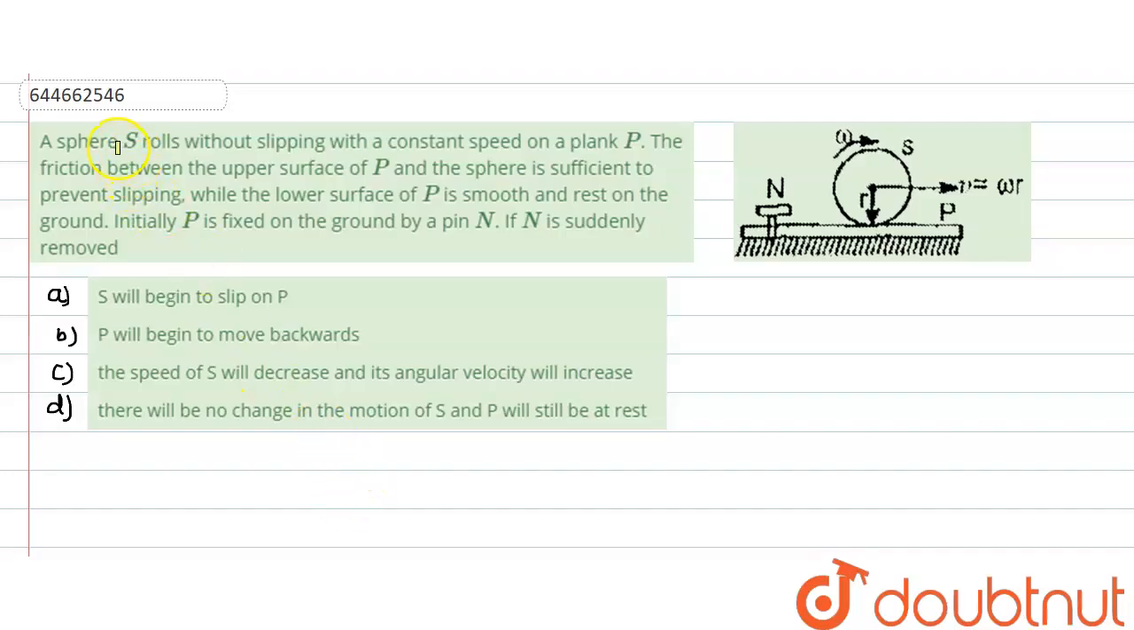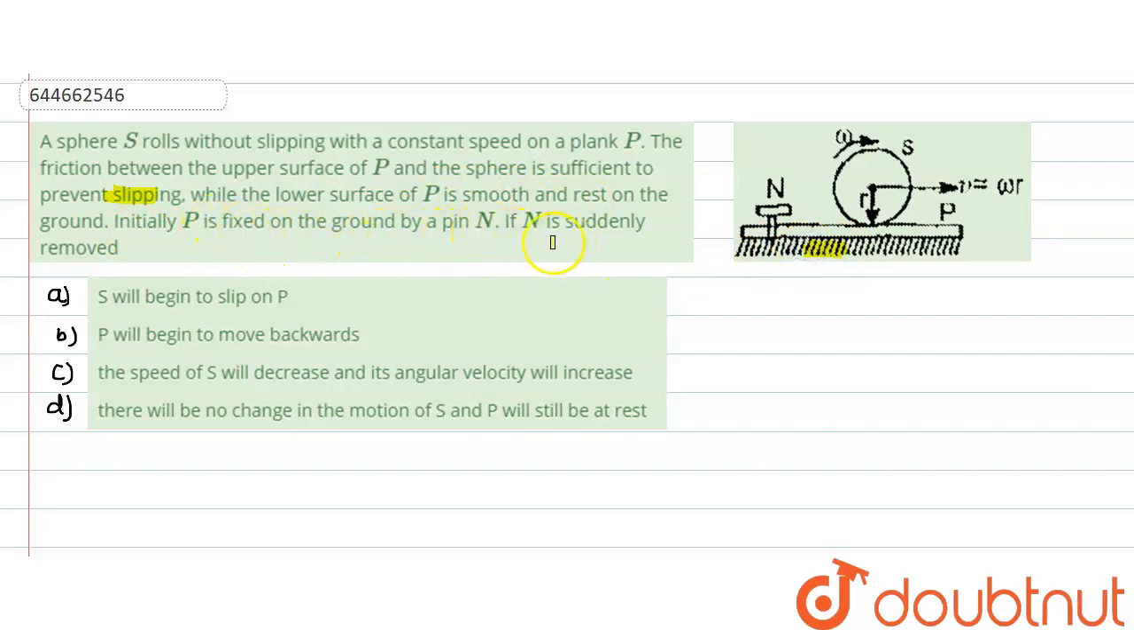Hello everyone, let us start with our question. In this question, what is given? A sphere S rolls without slipping with a constant speed on a plank P. The friction between the upper surface of P and the sphere is sufficient to prevent slipping, while the lower surface of P is smooth and rests on the ground. So this lower surface is smooth. Initially P is fixed on the ground by a pin N.